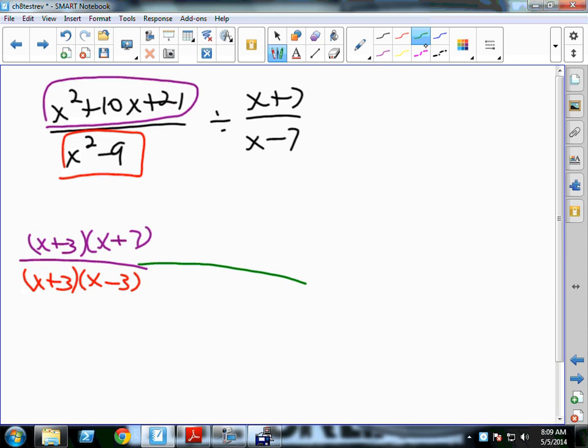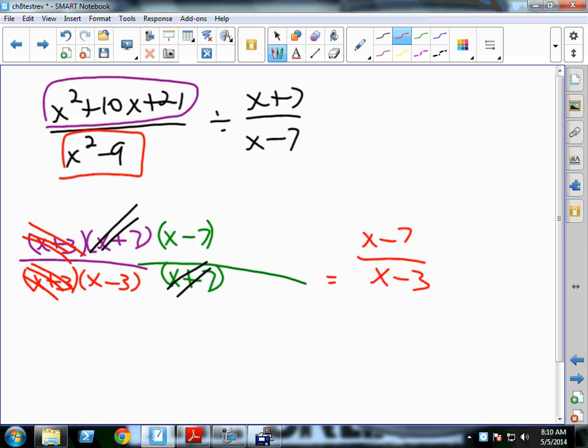x minus 7 is going to go up top, good. And so then the x plus 7 will be dropped as if it's hot. We put that in the denominator. x plus 7 cancels x plus 7. And x plus 3 cancels x plus 3. And we're left with x minus 7 over x minus 3.